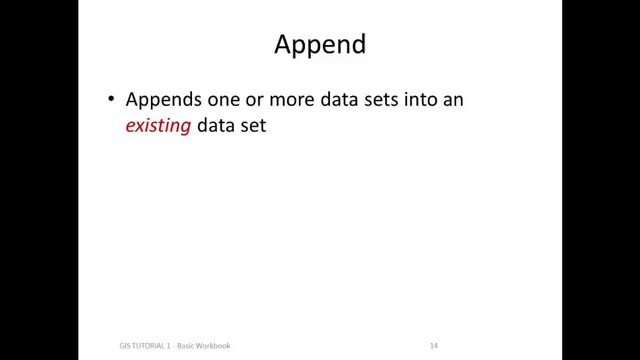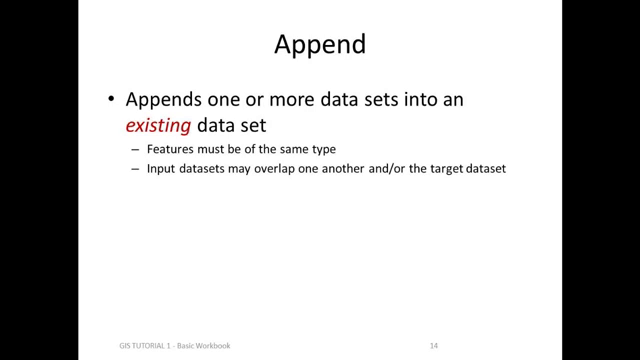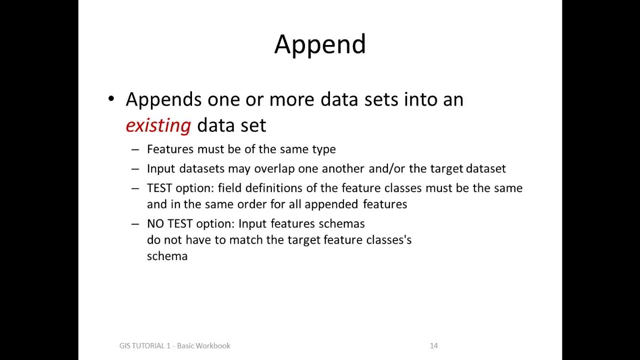So what you do is you're adding another data set. You have an existing data set. You want to add something to that. That's when you would use the append tool. Again, the features have to be the same types. They can overlap one another. And you have two options here where you can test it to make sure that all of your feature classes are going to be the same and in the same order. And if you don't use the test option, they don't have to match exactly.